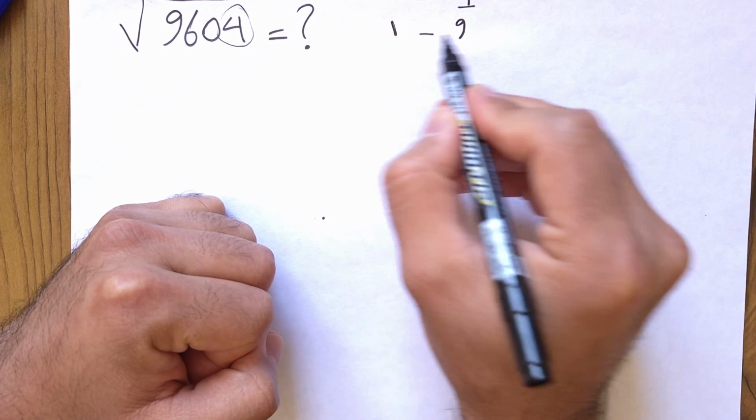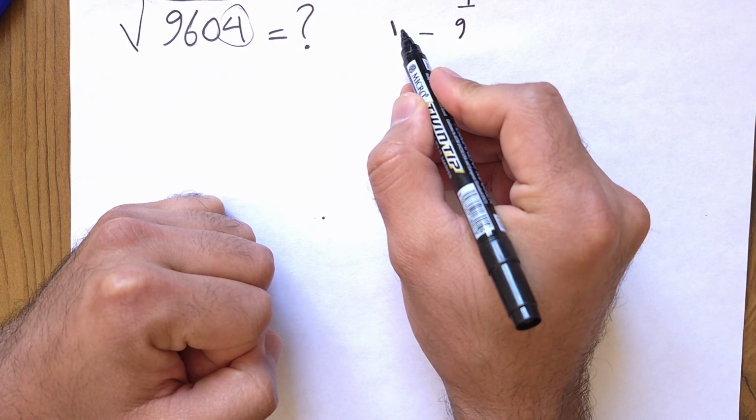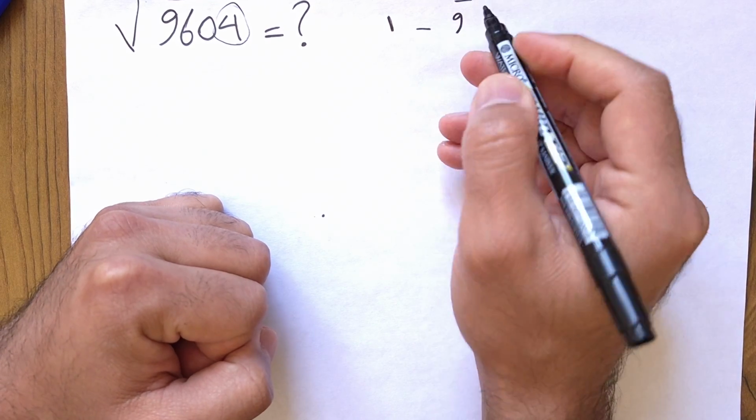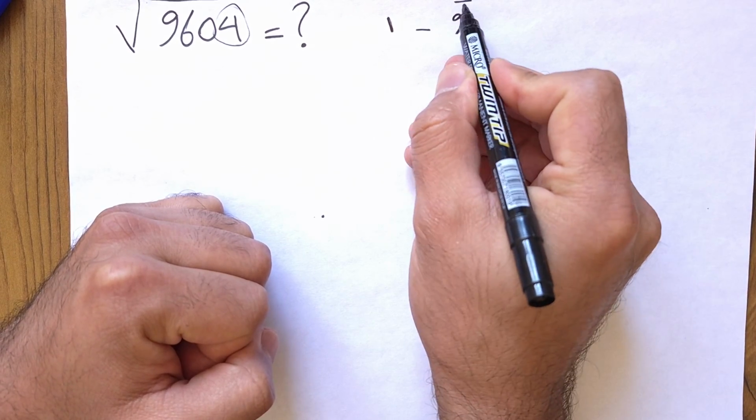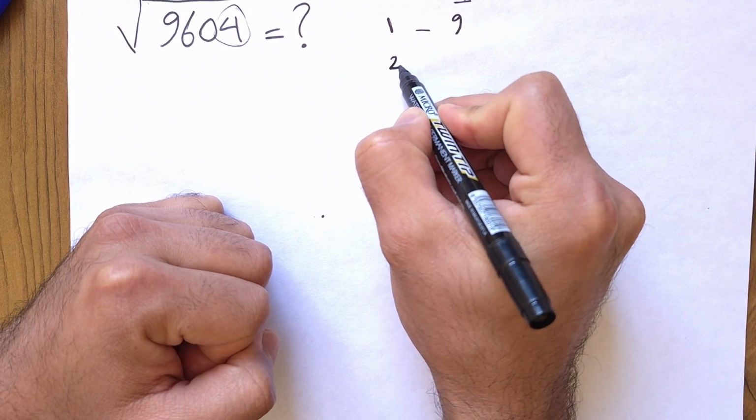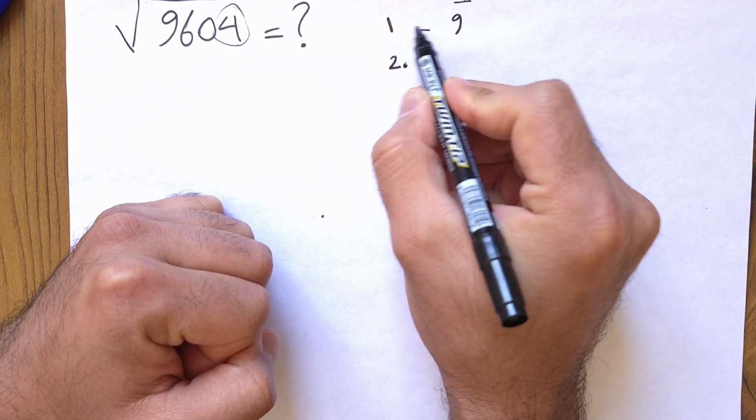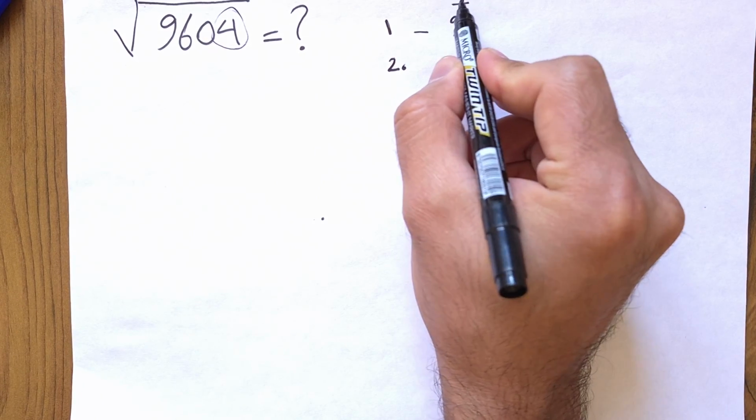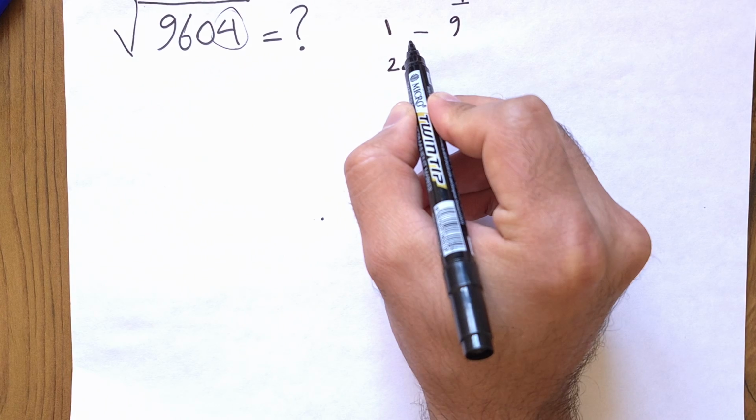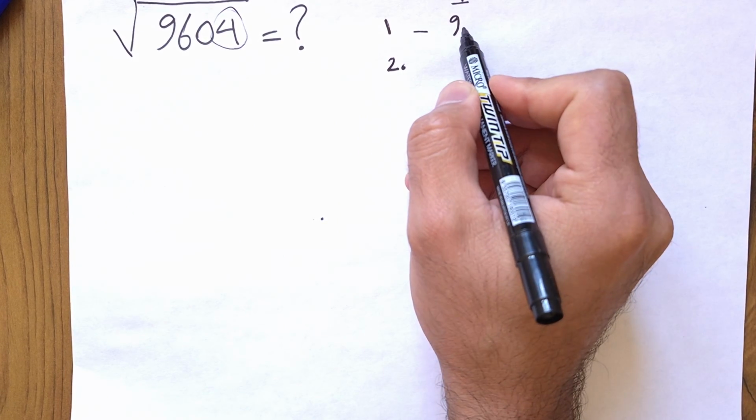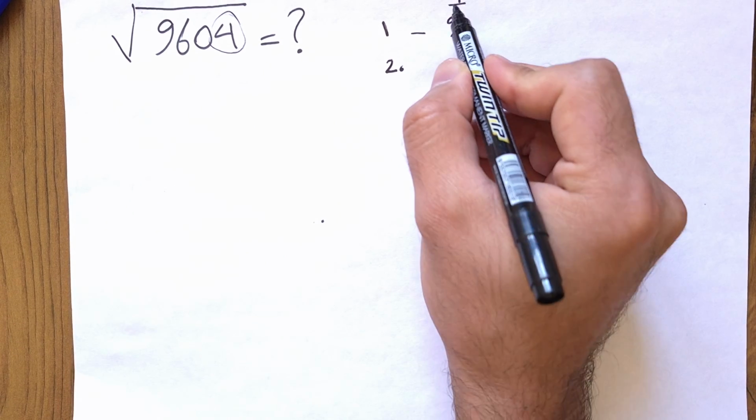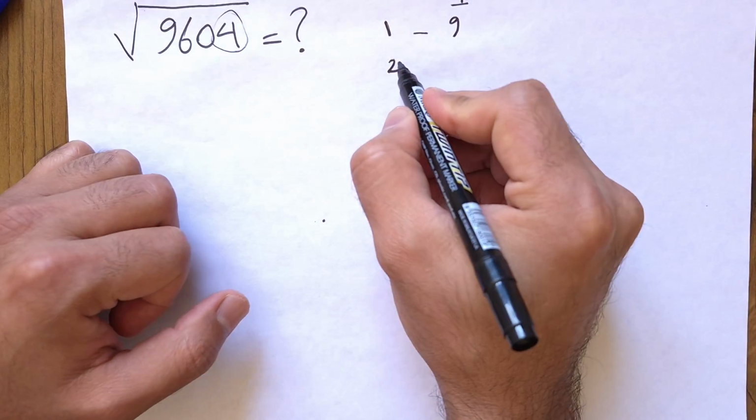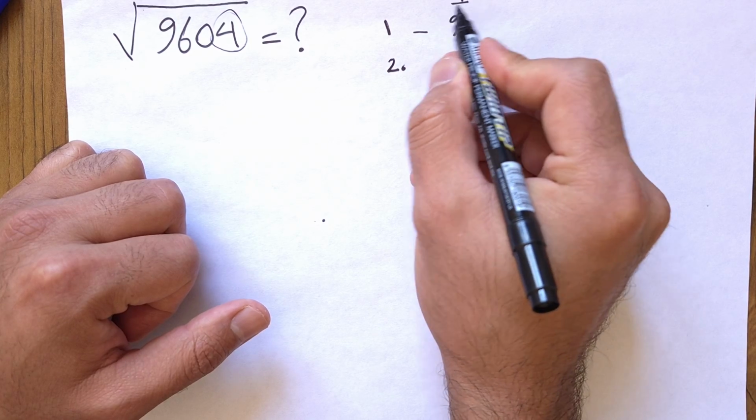So let's go one by one. 1 squared is 1. It doesn't end in 4. That's not our option. 2 squared is 4. It ends in 4. So 2 is one of our options. 3 squared is 9, so it doesn't end in 4. So once again, we need a square of 1-digit numbers that ends in 4, like the last digit of this bigger number.